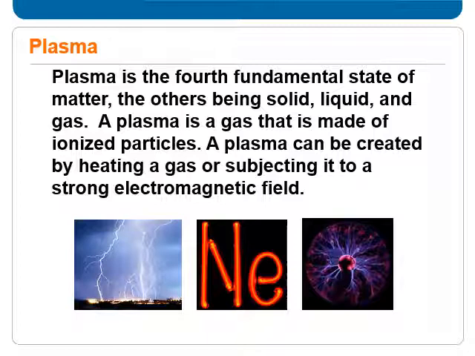A plasma is a gas that is made of ionized particles. A plasma can be created by heating a gas or subjecting it to a strong electromagnetic field. The ionized particles in the Sun have lost electrons due to the extreme temperatures. Being charged, the particle motion creates a current which gives rise to magnetic fields, which in turn constrain and change the motion of the particles.